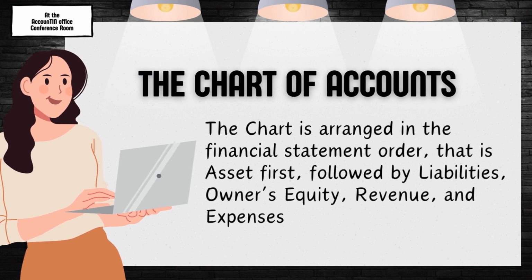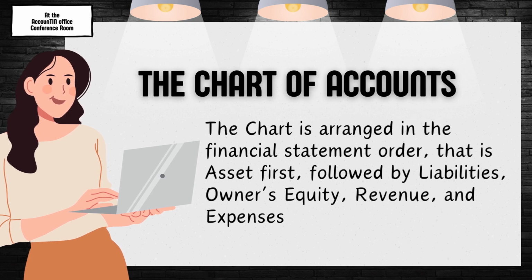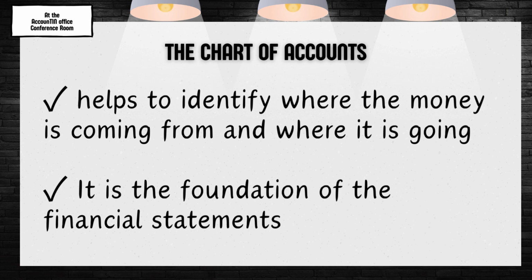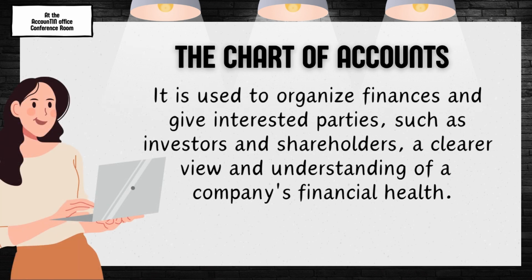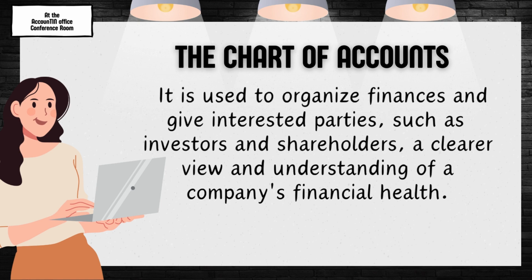The chart is arranged in the financial statement order, that is assets first, followed by liabilities, owner's equity, revenue, and expenses. The purpose of the chart of accounts is to help identify where the money is coming from and where it is going. It is the foundation of the financial statements. It is used to organize finances and give interested parties, such as investors and shareholders, a clearer view and understanding of a company's financial health.